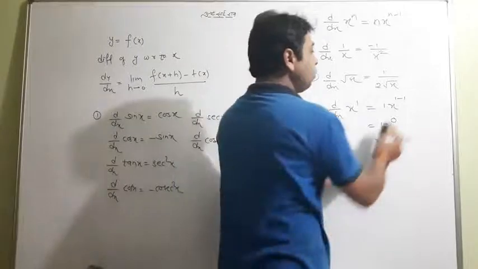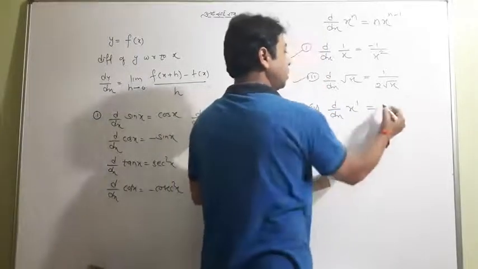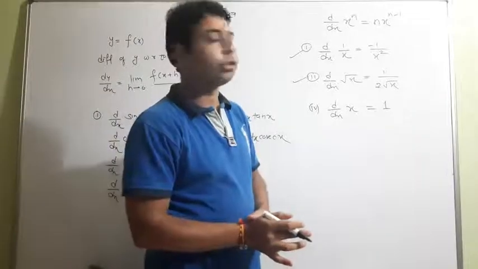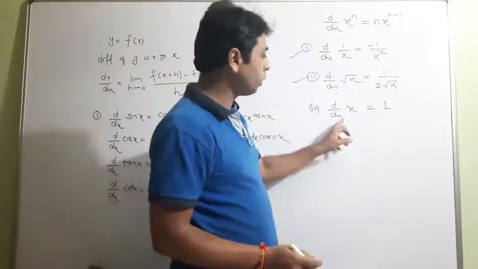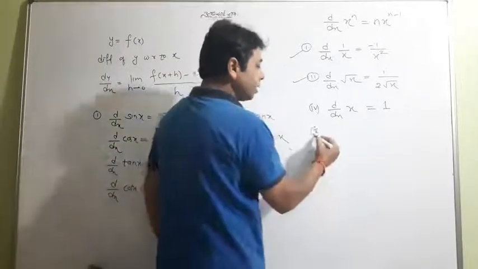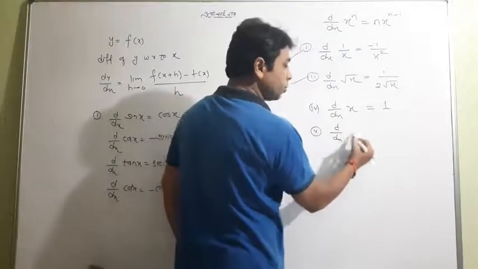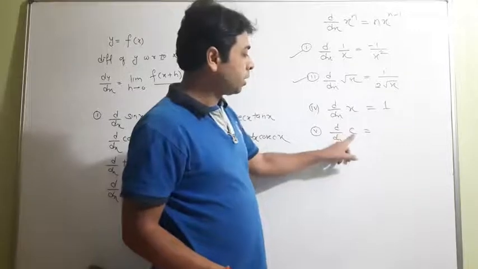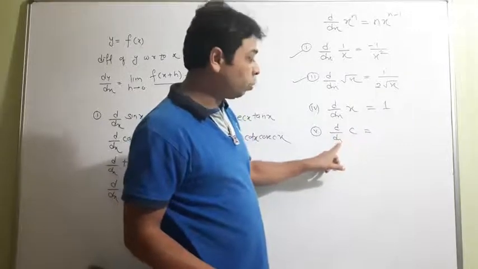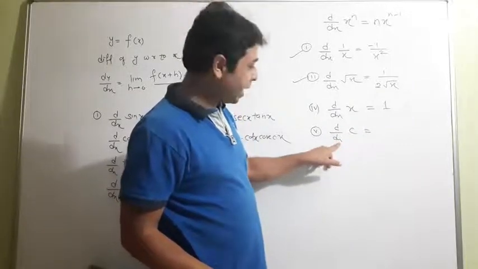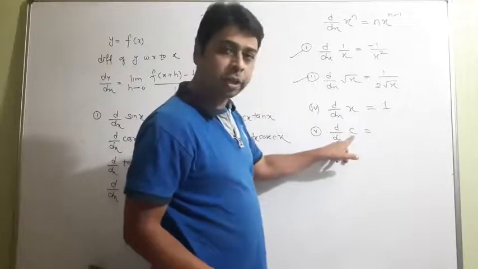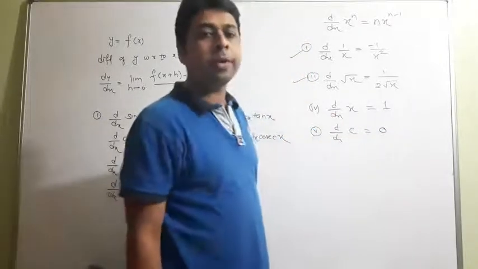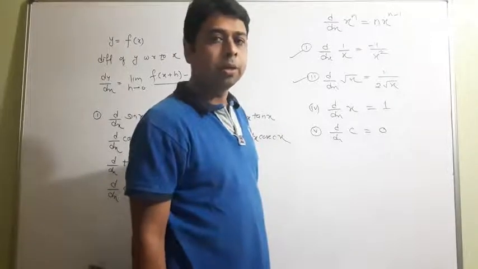So ultimately I would say that it is 1 answer. Remember, the differentiation of x alone is always 1. The next is d by dx of a constant term, very important. Definitely it is without x, so there is no change. Whenever x changes, there is no change in c, and when there is no change in c, we say this is 0. So d by dx of a constant term is always 0.